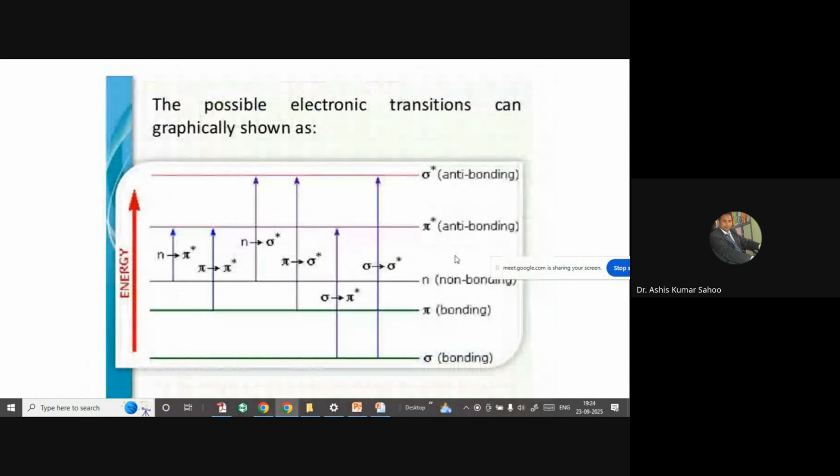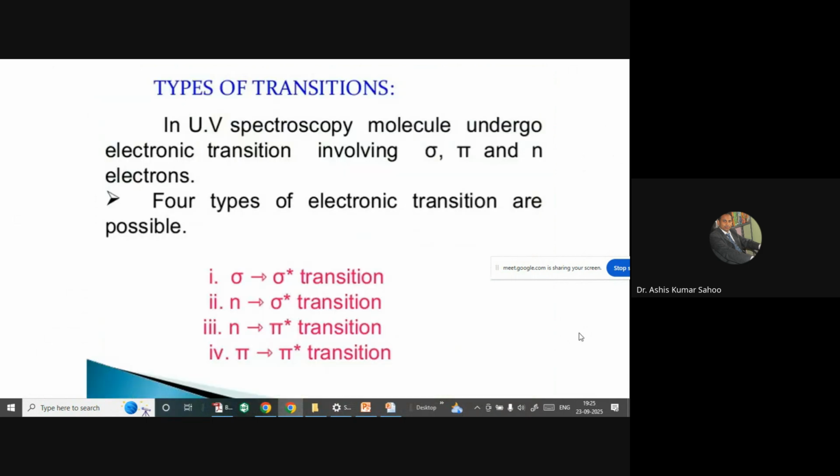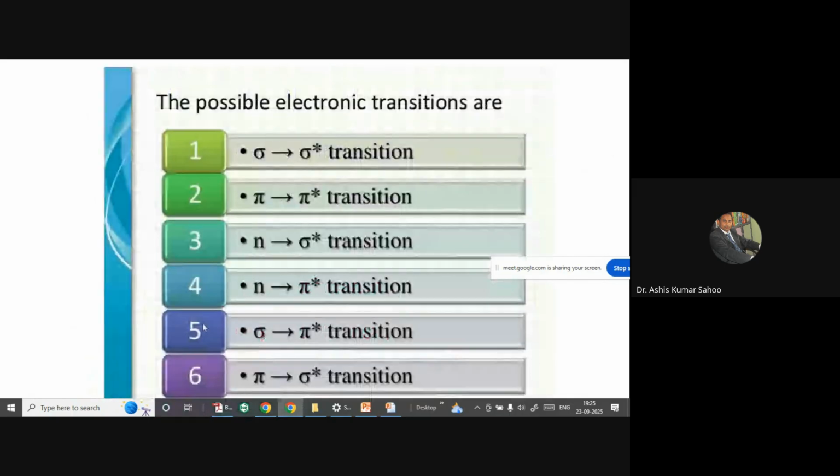Listen. So we actually have six possible transitions. Among them, n to pi star is possible, pi to pi star is possible, but pi to sigma star or sigma to pi star is not possible. Why? We'll see in a minute. So what are the types of transition? Sigma to sigma star, n to sigma star, n to pi star, pi to pi star. Which type of organic molecule shows this type of spectroscopic pattern? Six are possible, but the last two are theoretically possible yet practically forbidden transitions. These transitions do not occur.